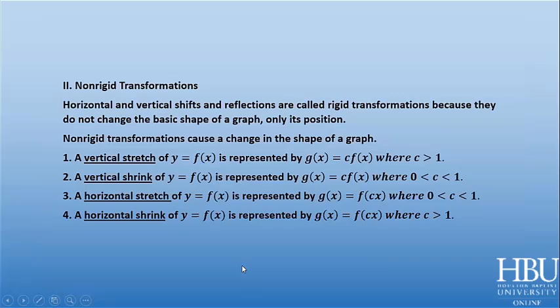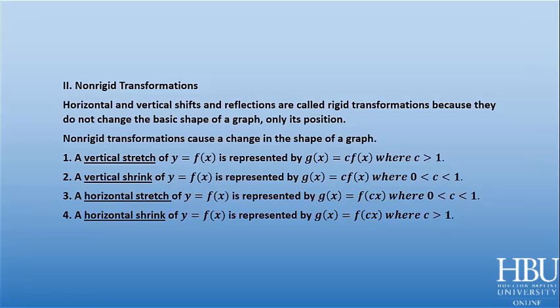So far, we've talked about horizontal and vertical shifts and reflections in the coordinate axes. These are called rigid transformations because they do not change the basic shape of a graph, only its position. Now we want to talk about non-rigid transformations that do cause a change in the shape of a graph.